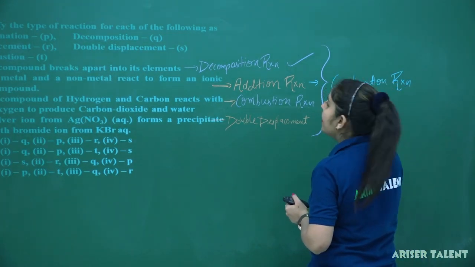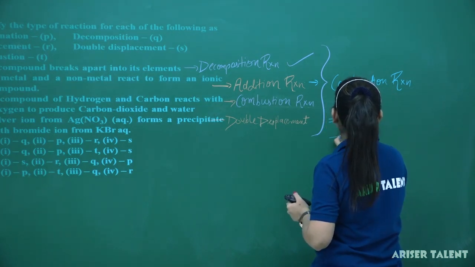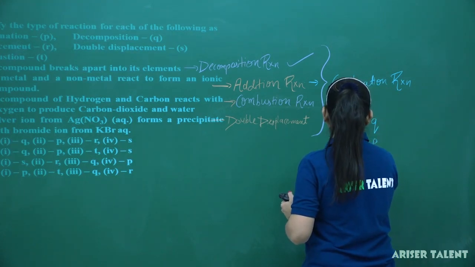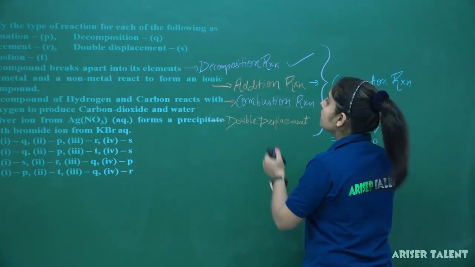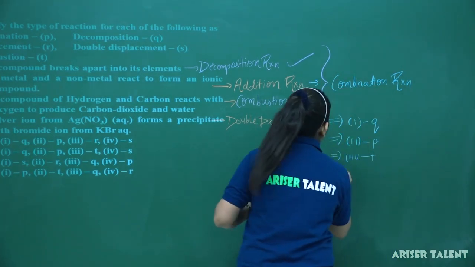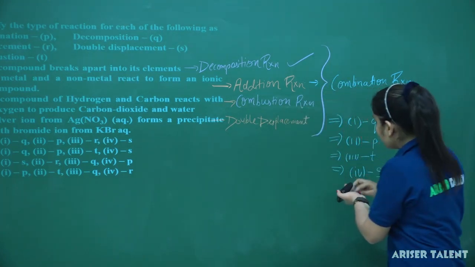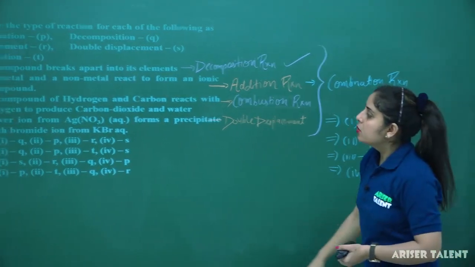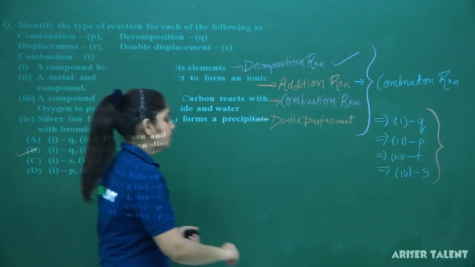So, I can write as first will match with Q, second reaction will match with P, third reaction will match with T, and the fourth reaction will match with S. So, the correct answer is QPTS and 1, 2, 3, 4. So, the correct option here will be option number B.